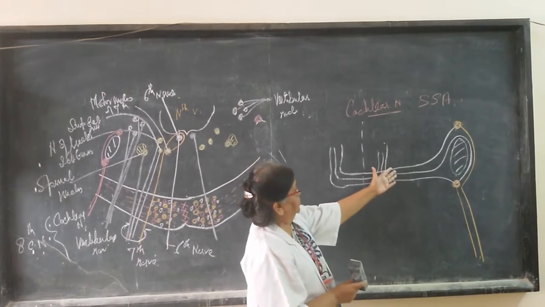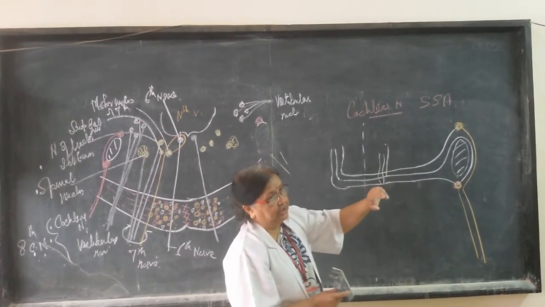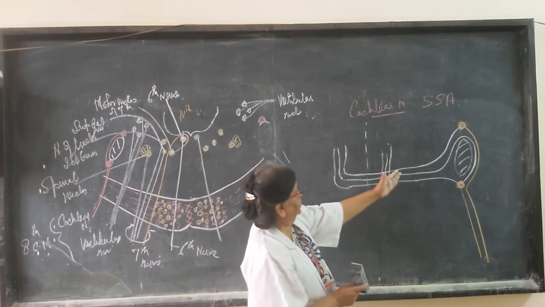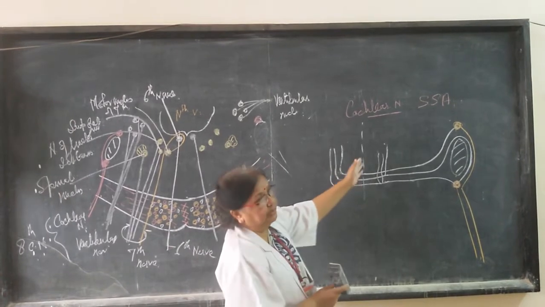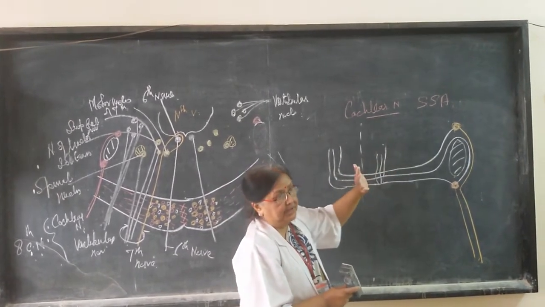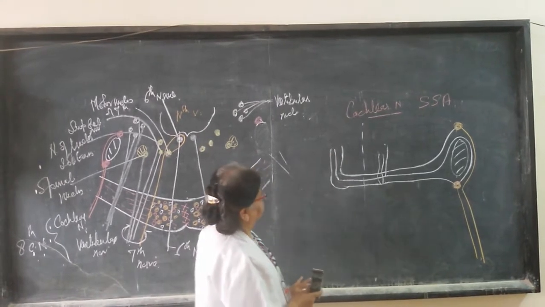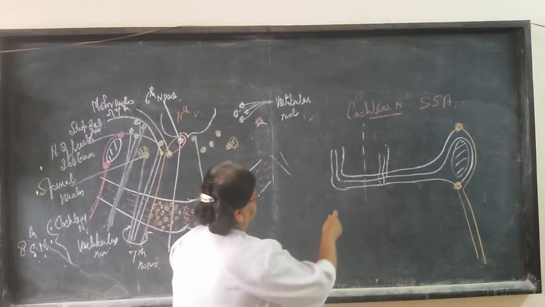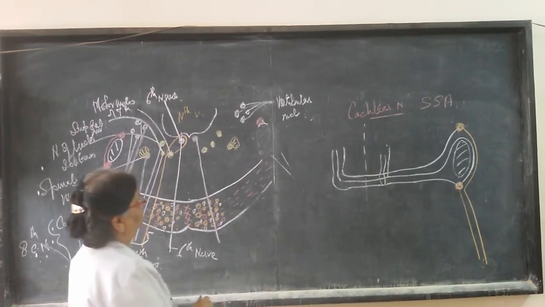And then the trapezoid fibers from the nucleus of the trapezoid body or the trapezoid body itself cross to the opposite side. Some of the fibers remain on the same side. They ascend up as the lateral lemniscus. This is the lateral lemniscus, and this contains fibers of both sides.